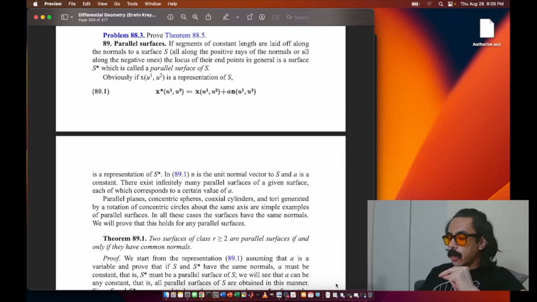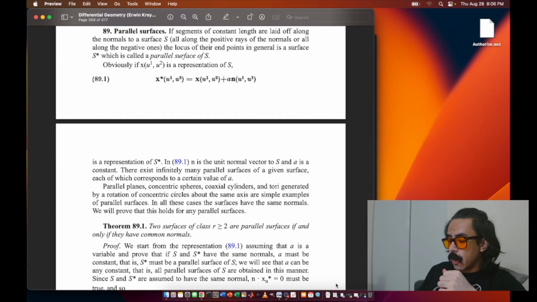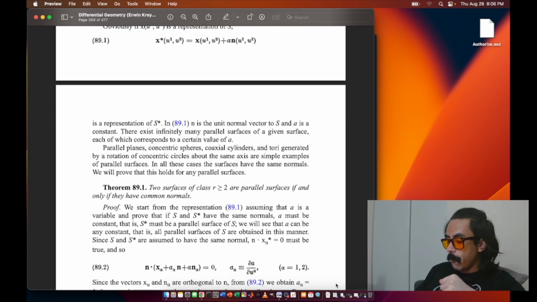Section 89, parallel surfaces. If segments of constant length are laid off along the normals to a surface capital S, all along the positive rays of the normals, or all along the negative ones, the locus of their endpoints in general is a surface capital S star, which is called a parallel surface of S. Obviously, if the vector x in terms of u1 and u2 is a representation of S, then vector x star in terms of u1 and u2, which is equal to the vector x in terms of u1 and u2 plus a times vector n in terms of u1 and u2, is a representation of S star.